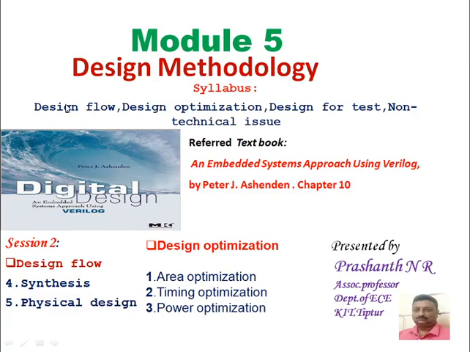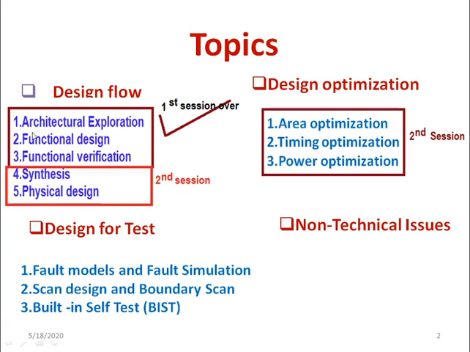In the previous session, we discussed the design flow. In this design flow, we discussed architectural exploration, functional design, and functional verification. In this session, let me go with synthesis and physical design. In design optimization, let us go with area optimization, timing optimization, and power optimization.